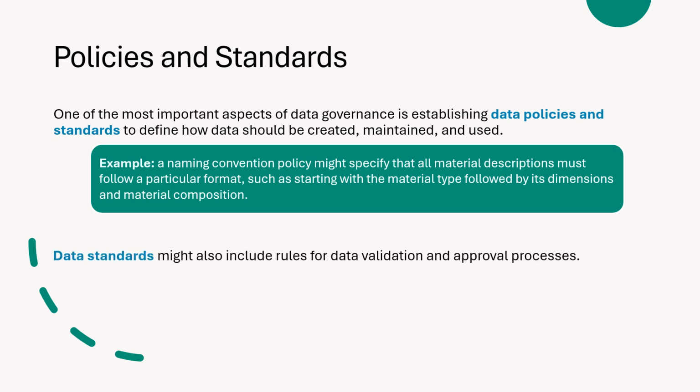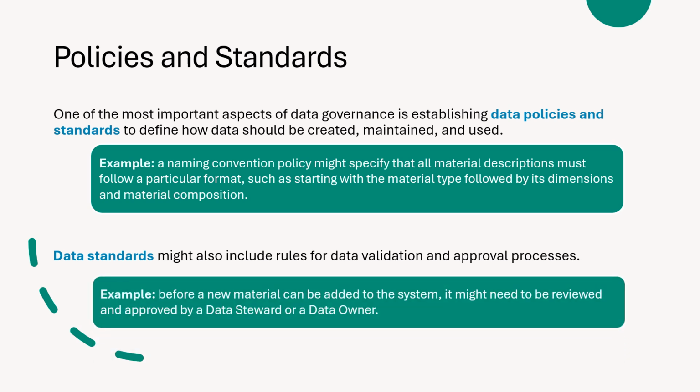Data standards might also include rules for data validation and approval processes. For instance, before a new material can be added to the system, it might need to be reviewed and approved by a data steward or a data owner. This ensures that the data meets the required standards before it is used in business processes.